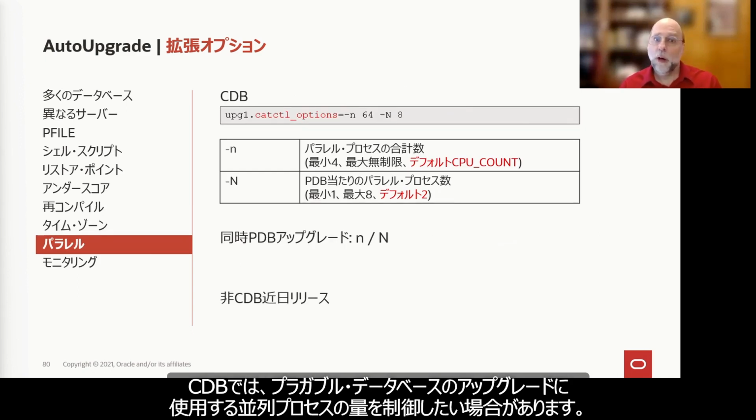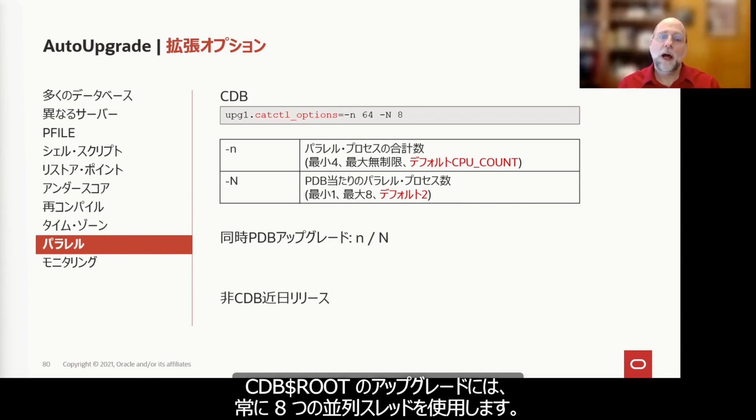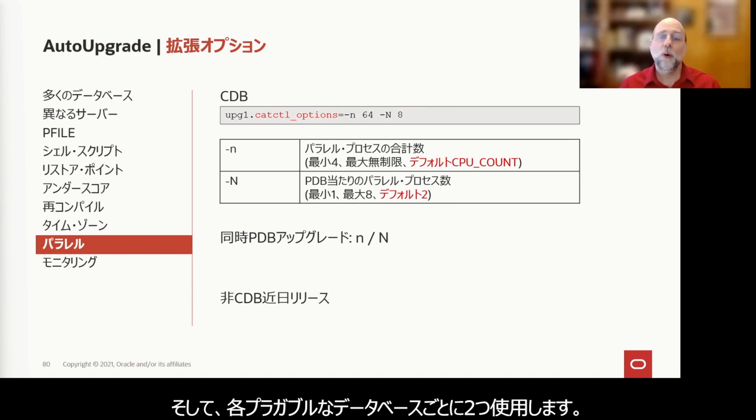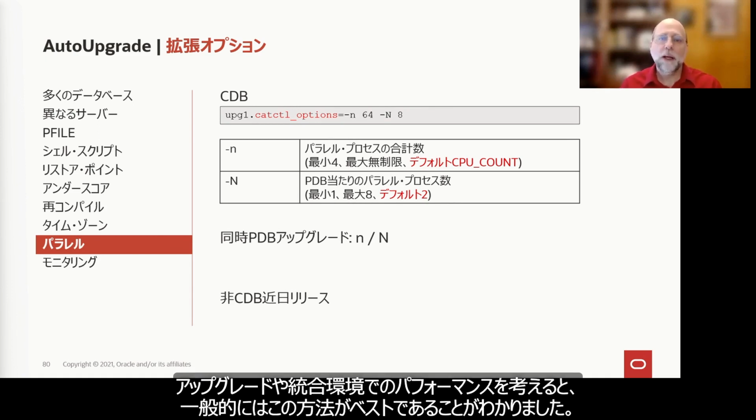In a CDB, you might want to control the amount of parallel processes used to upgrade your pluggable databases. On the CDB root, we will always use the 8 parallel threads to upgrade the CDB root. But then beyond that, the default for AutoUpgrade is to look at your CPU count and use that many total SQL processes to upgrade your PDBs and to use 2 for each pluggable database.